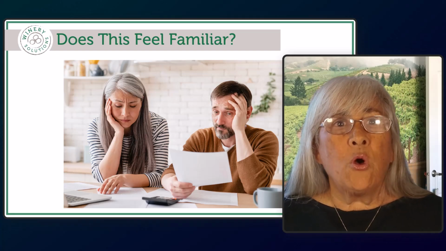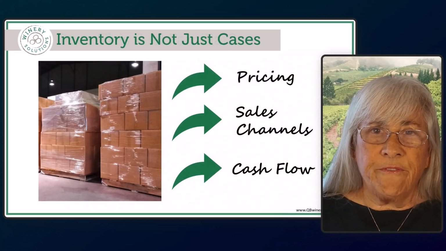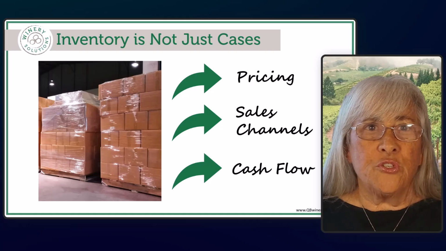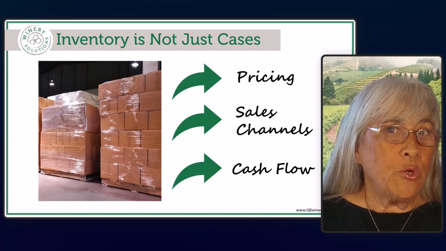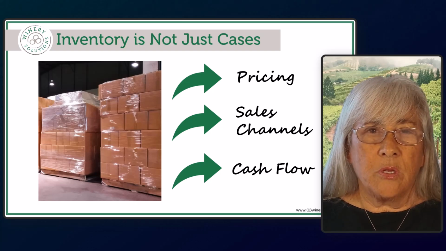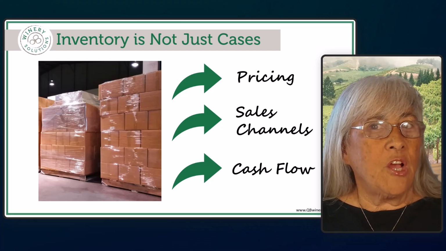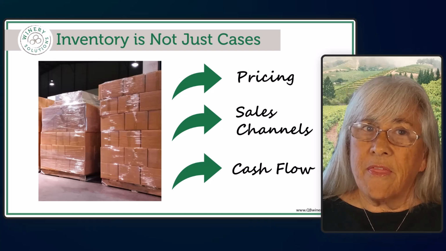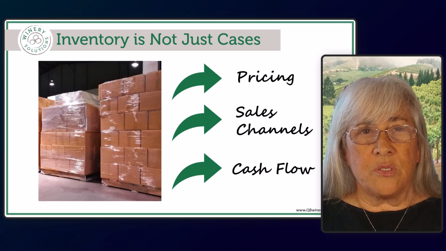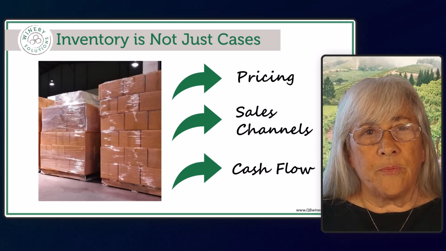Now, here's the part most people don't realize. The QuickBooks inventory function isn't just for counting cases. It calculates your cost of goods sold automatically the moment you record a sale. Knowing how many cases you have on hand matters, but knowing how much money is tied up in that inventory and what it actually costs you when it sells, that's what drives pricing decisions, sales channel decisions, and cash flow decisions. That's what keeps the business on solid ground.